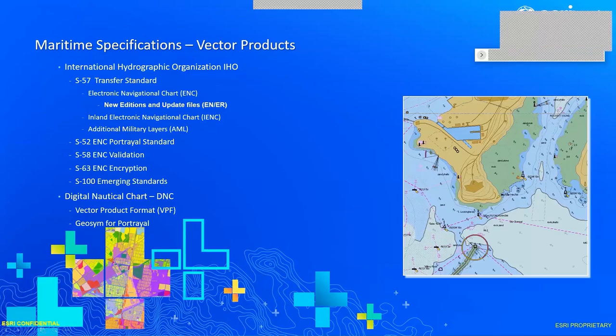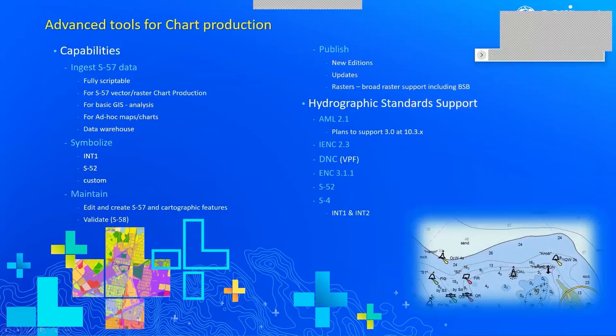Coming to the capabilities of maritime charting, we can ingest the S57 cells directly into our database with the help of the tools that are available with maritime charting. We use the S52 symbol libraries for symbolizing the S57 cells. We can keep on updating our database, and as we are updating our database, the charts change similarly. These charts can also be updated and published to our servers for a wide range of use.